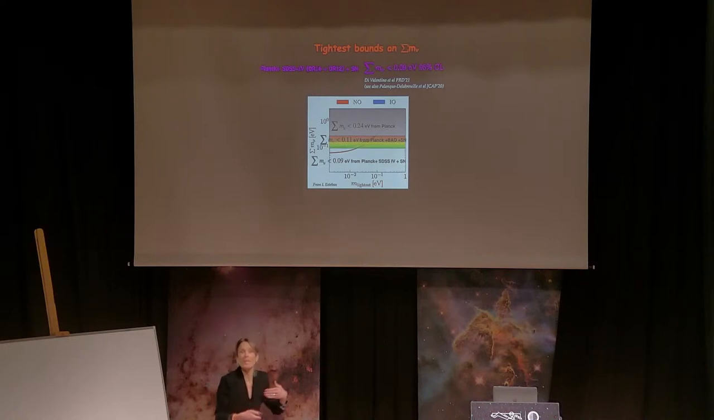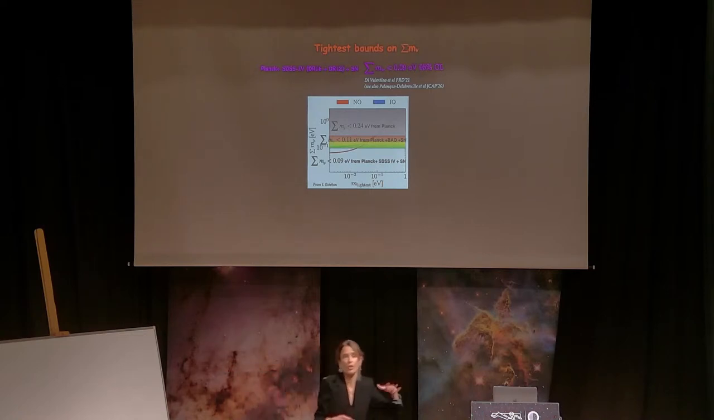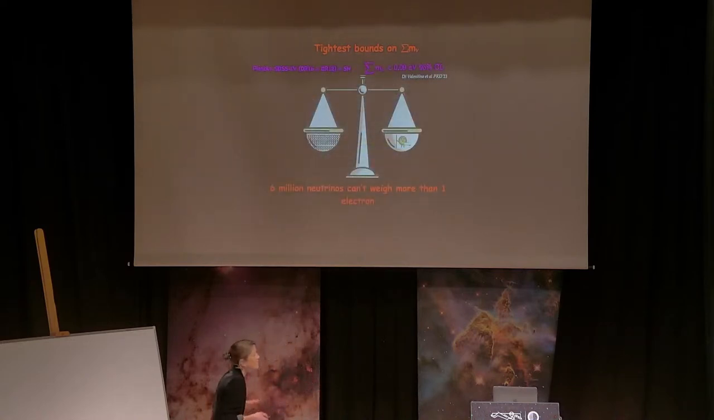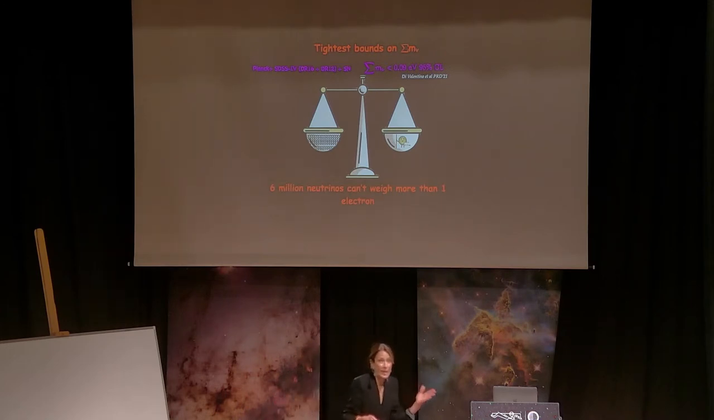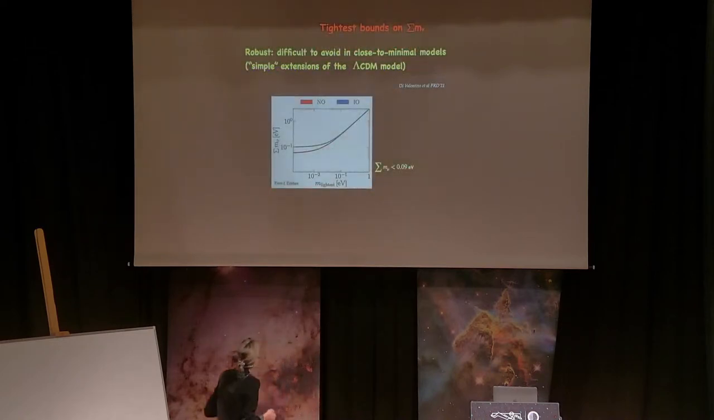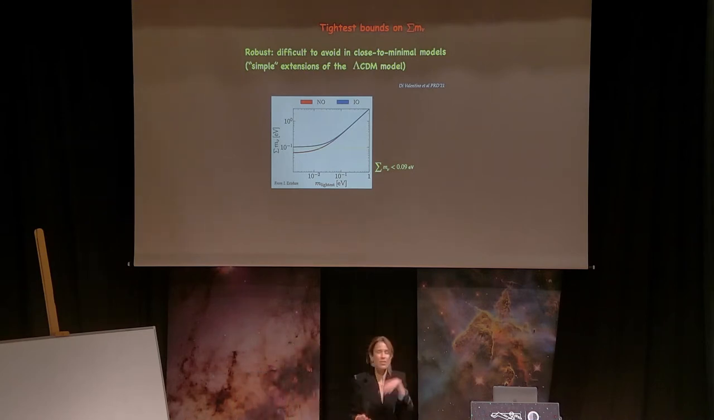And it's not that me and my collaborators only said this. Another group also said that. So we are not wrong, okay? This means that 6 million neutrinos can weigh less than one electron, okay? Imagine, 6 million neutrinos are lighter than one electron. So you will tell me, come on, I don't trust you. You change something and then your limit goes crazy.